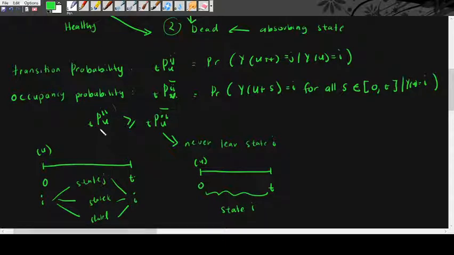But for tp_u^{ii}, the individual can start with state i and end with state i, but in between 0 to t, it can leave state i to state j, state k, state l, or any state and come back to state i at time t.